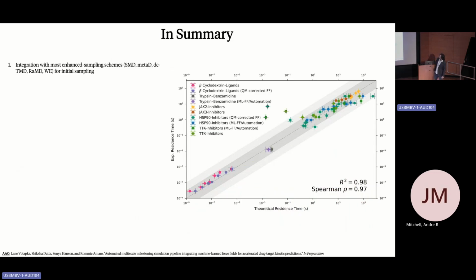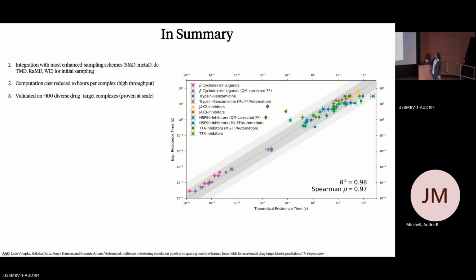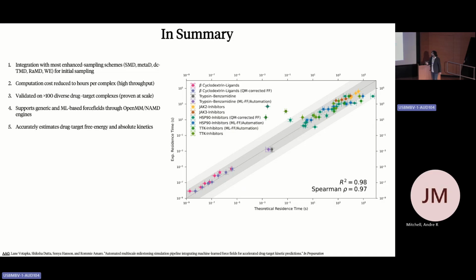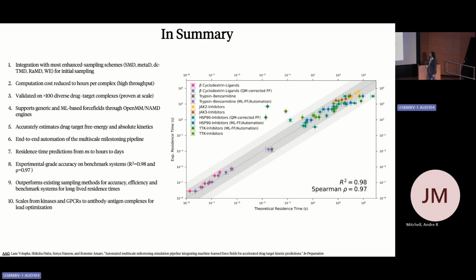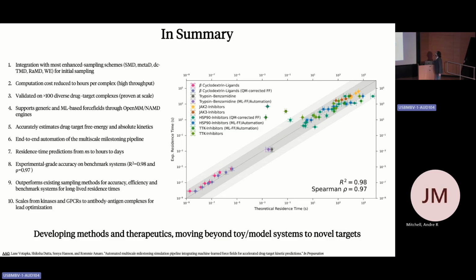And in summary, this is what we have done. We have integrated with the most enhanced sampling schemes: discrete MD, metadynamics, dissipation corrected targeted MD, weighted ensemble initial sampling. The computation cost is reduced to hours. We have validated on more than 100 target complexes. Thanks to John and his group for the machine learned force fields implications on kinetics as well. And we have the end-to-end automation, residence time predictions in hours to days. And finally, we are scaling from just kinases now to GPCRs and mostly protein-protein complexes as well. So we are developing methods and therapeutics, both. We are moving beyond the toy model systems to novel therapeutics.